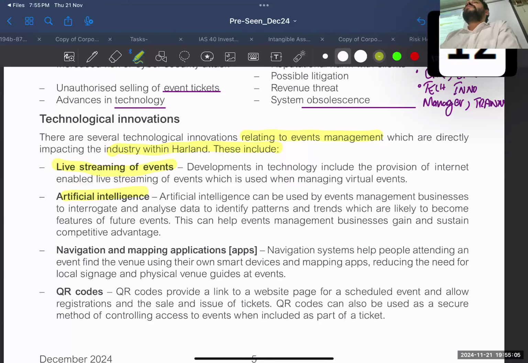They may say, using the presentation slide, briefly illustrate or analyze how artificial intelligence can be incorporated into event management industry. How navigating and mapping applications can be incorporated into event management industry. Using the presentation slide, identify how live streaming of event and live streaming of the services can help in creating more and more customers for the company.